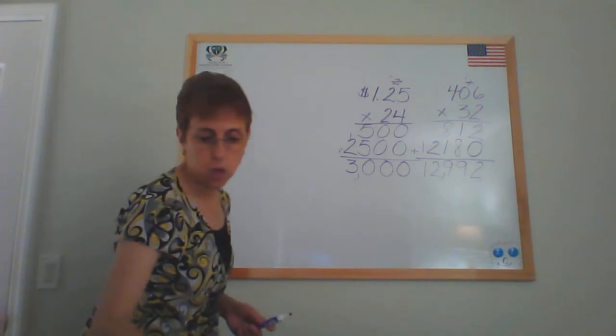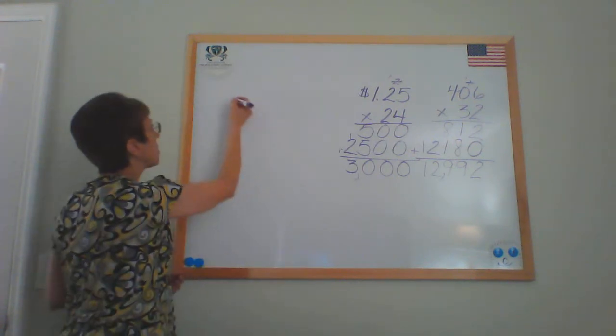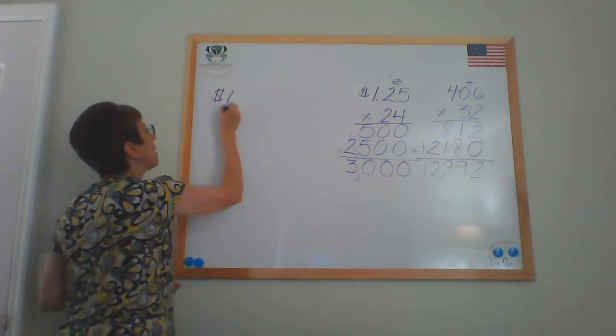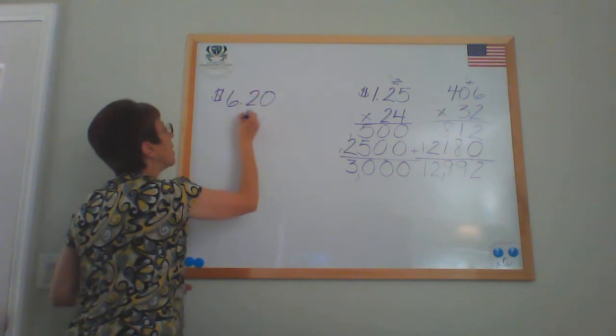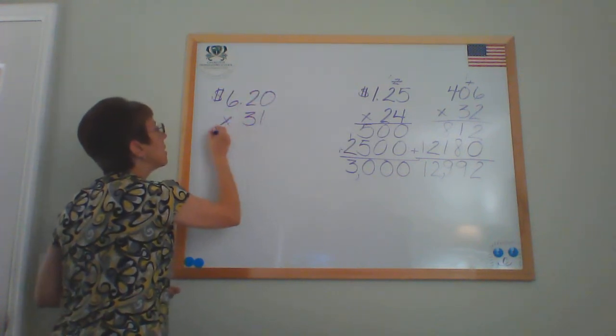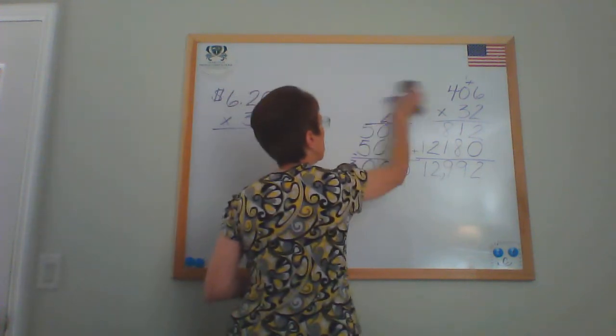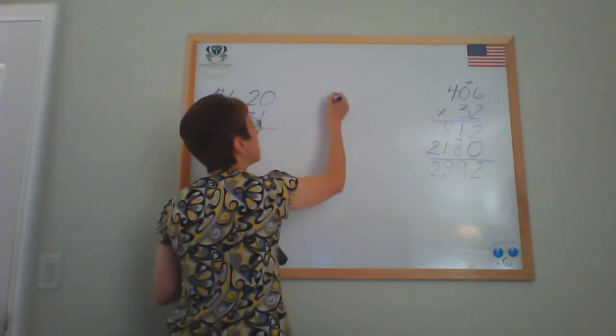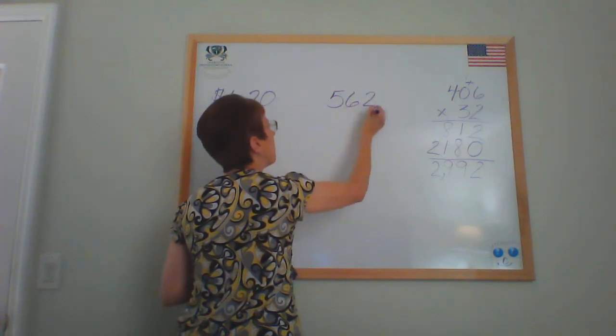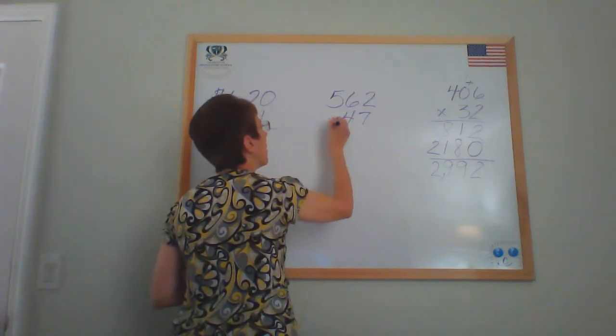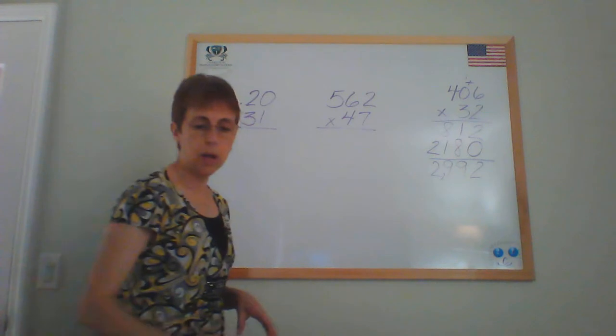Okay. You have $6.20 times 31 and 562 times 47. Okay.